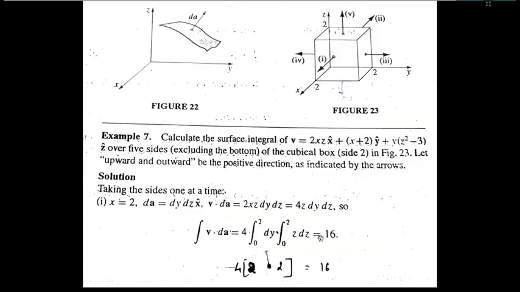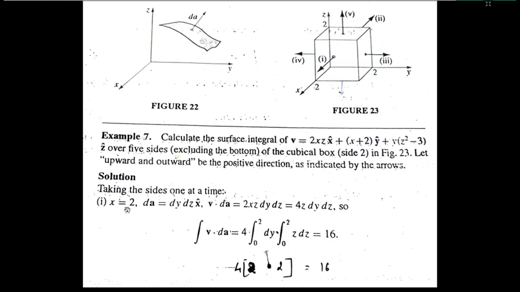ओके, so with this let us calculate V of 2x x cap + (x + 2y) y cap + (y z² − 3) z cap. If I want to calculate the surfaces, so taking the sides one at a time. So first surface माने ये सामने वाली surface, correct? ये सामने वाली surface which is cutting the x axis. अगर x axis को plane cut कर रहा है, so naturally that plane is lying in the yz, correct?